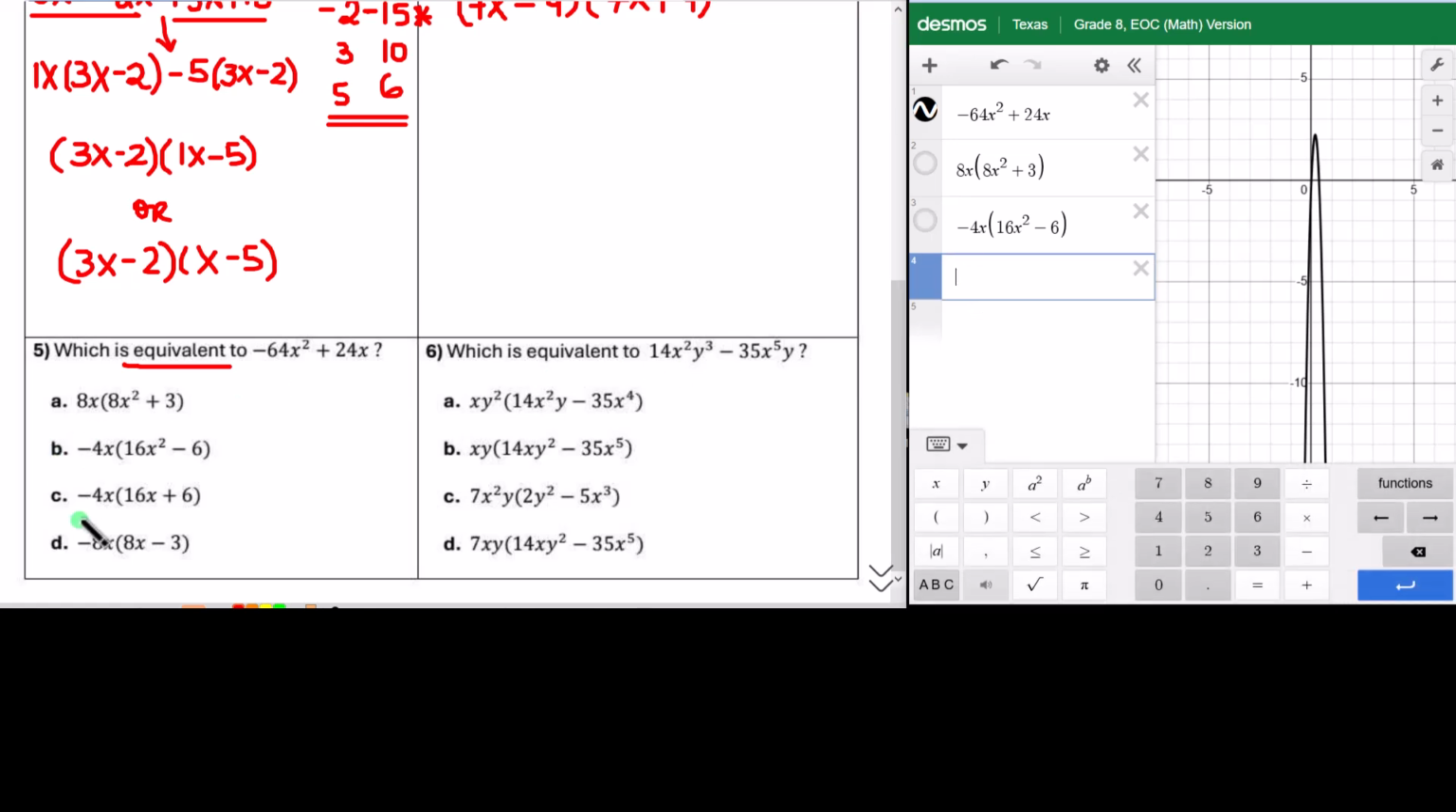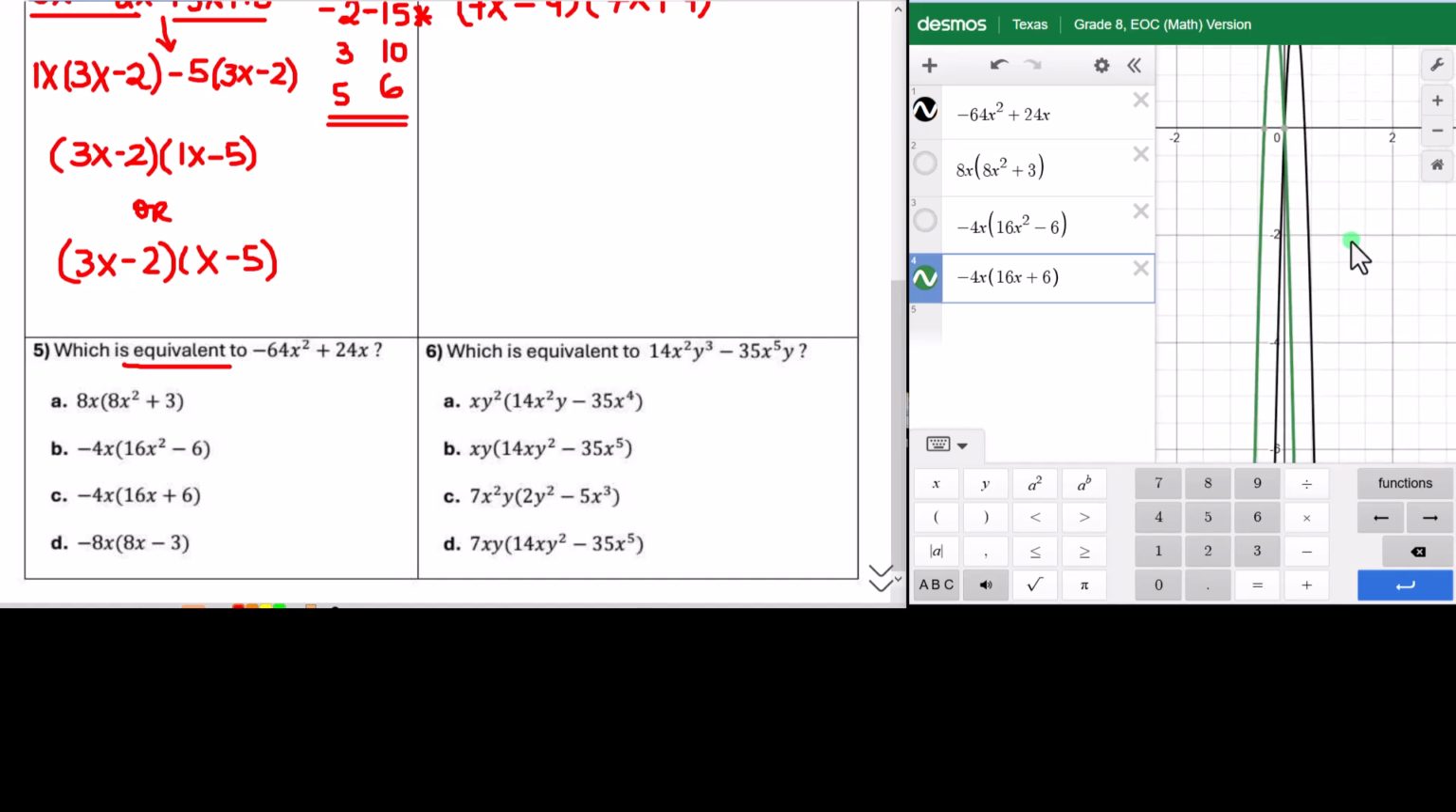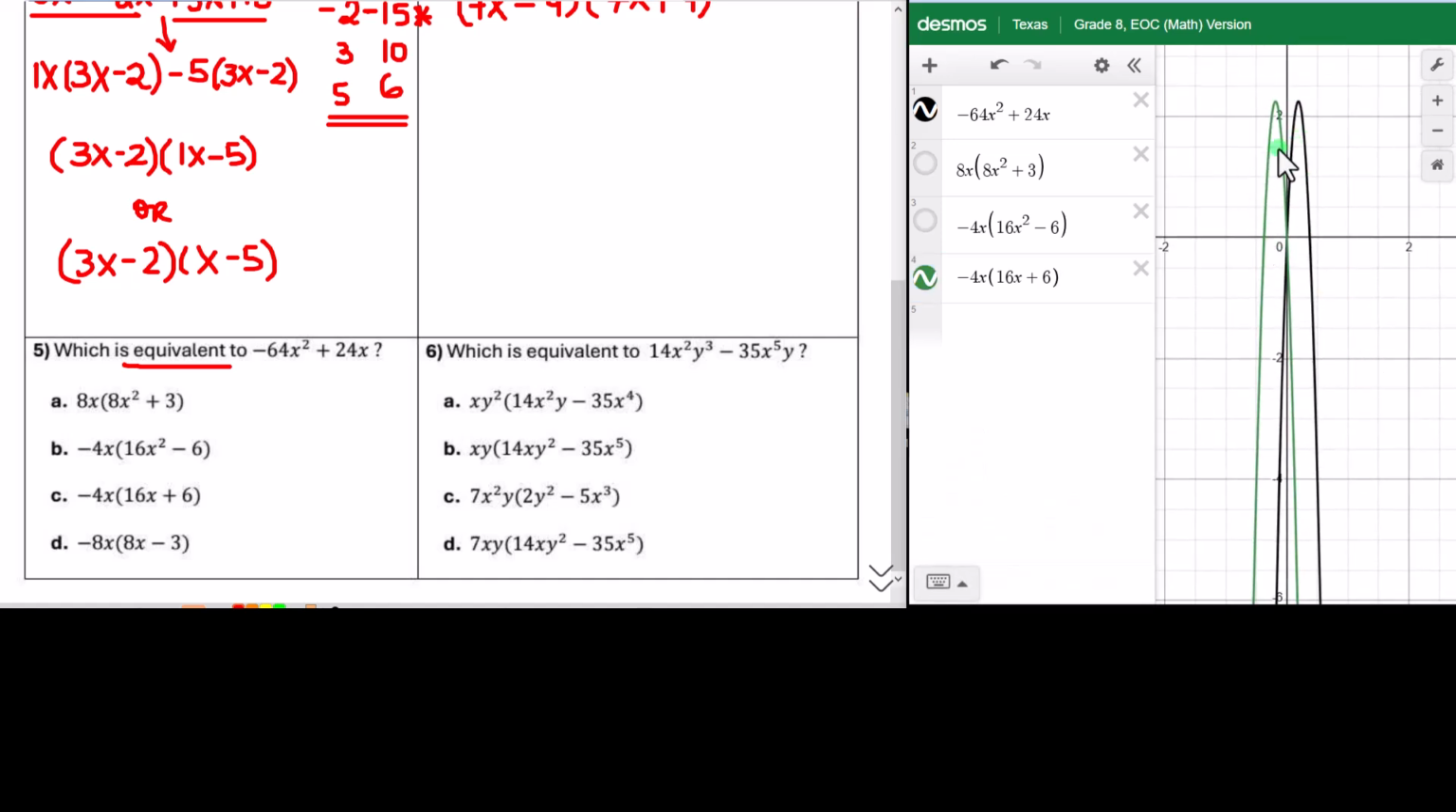I'm going to go on to the next one, which is negative 4x, parentheses, 16x plus 6, close parentheses. And again, I got a totally different graph right there. The green one is very different than the black one right there.